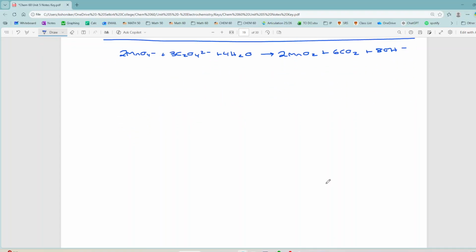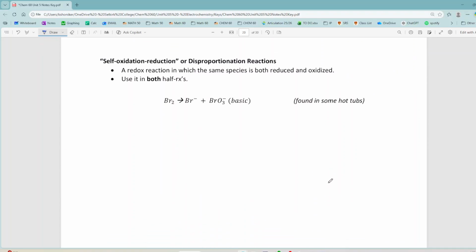So the last one that we're going to do is going to be a self-oxidation reduction, or what we call a disproportionation reaction, in which the same species is going to be oxidized and reduced. So what you're going to notice is that this only has one reactant, or there's going to be only one product. And all you do is you still have to do all the same work, but you do this: Br2 goes to Br minus, and then again you do Br2 goes to BrO3 minus, and you just have to include it twice. So feel free to pause the video and give this one a go, or just keep watching.